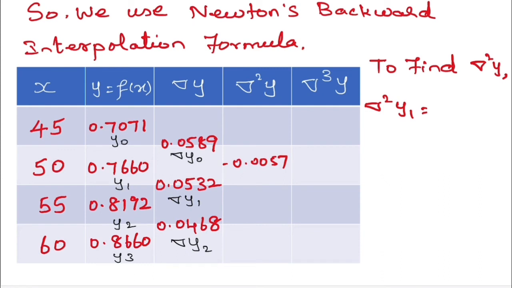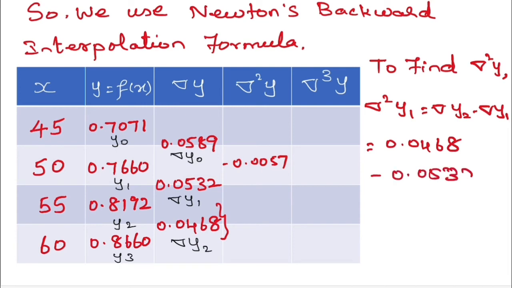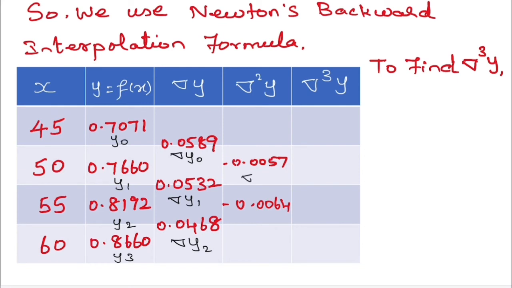Next, del square y1 is equal to del y2 minus del y1. So the difference of del y2 minus del y1 is 0.0468 minus 0.0532, which is equal to minus 0.0064. So this is your del square y0 and this is your del square y1.